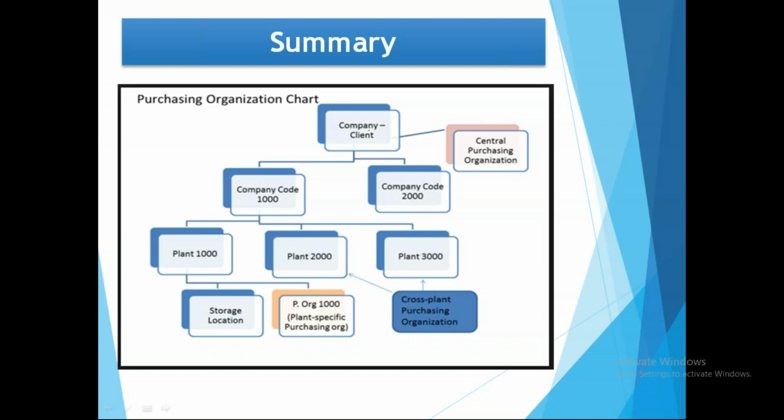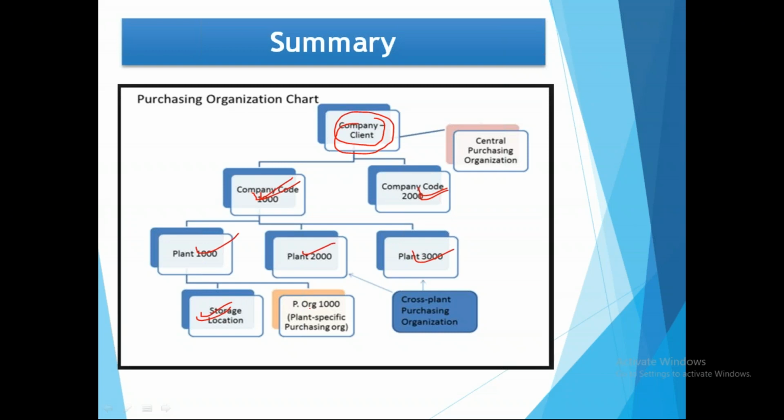First we will have the client. Under the client you will have the company codes. Under the company code you see there are 3 plants. There are three types. Under the plant you will have storage location.